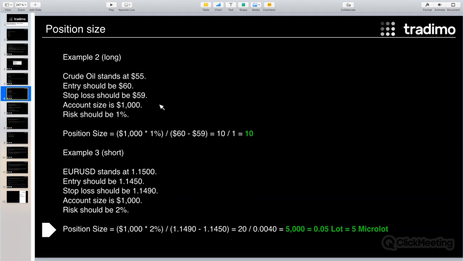But please be careful at the beginning of a trade. What is your initial stop loss and your initial risk? This is very important, and you need to consider this when you enter a trade.